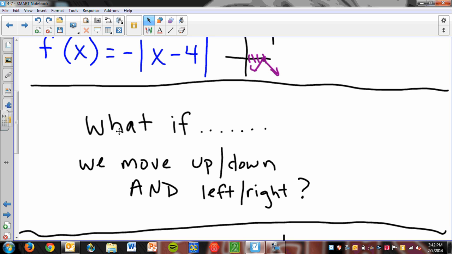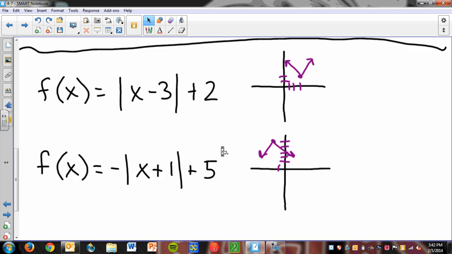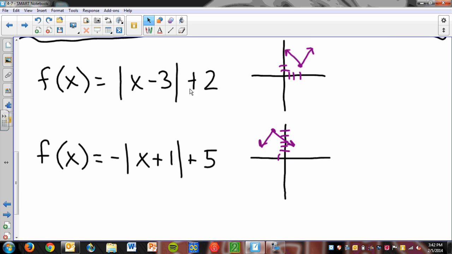Now, what if we move up and down and left and right? What's going to happen is, instead of like these up here where we are on an axis, we are going to be kind of out in space. So it doesn't matter if you go left or right, then up or down, or if you go up or down, then left or right. You're going to end up in the same spot. So this one means go to the right 3, and outside it says plus 2. Put your dot, make your V. If you want to go up 2 and then to the right 3, you end up on the same spot. So it doesn't matter which one you do first.